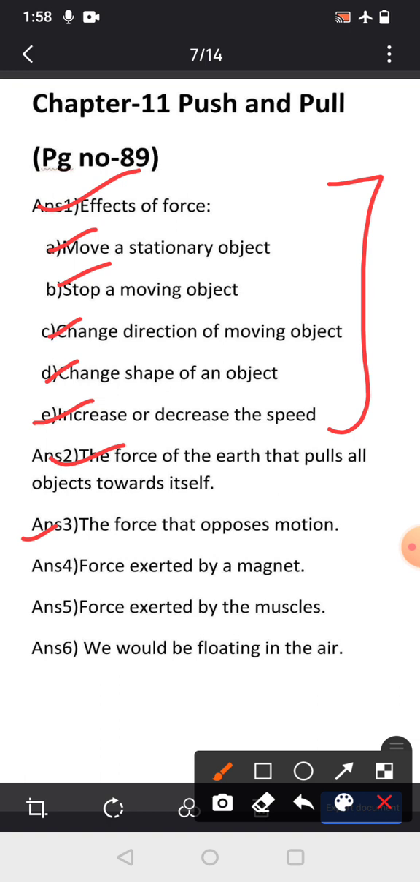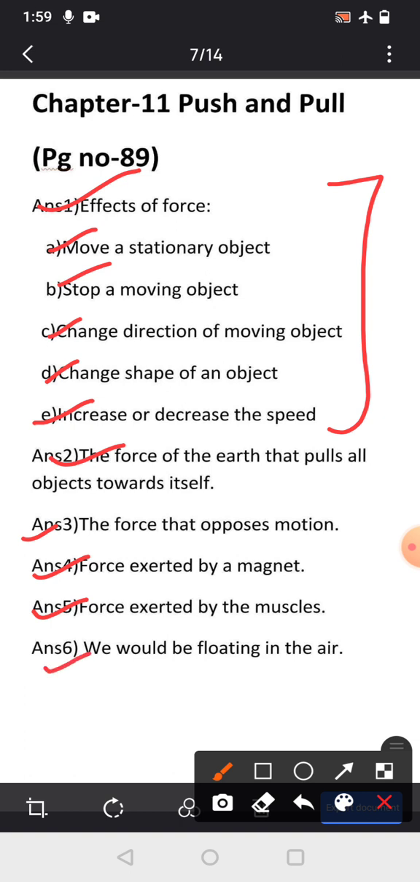Okay. Number 4, what is magnetic force? Force that is exerted by a magnet. Okay. Now number 5, what is muscular force? Force exerted by the muscles. Okay, I already explained to you in the chapter, when we use our muscles, that force is called muscular force.